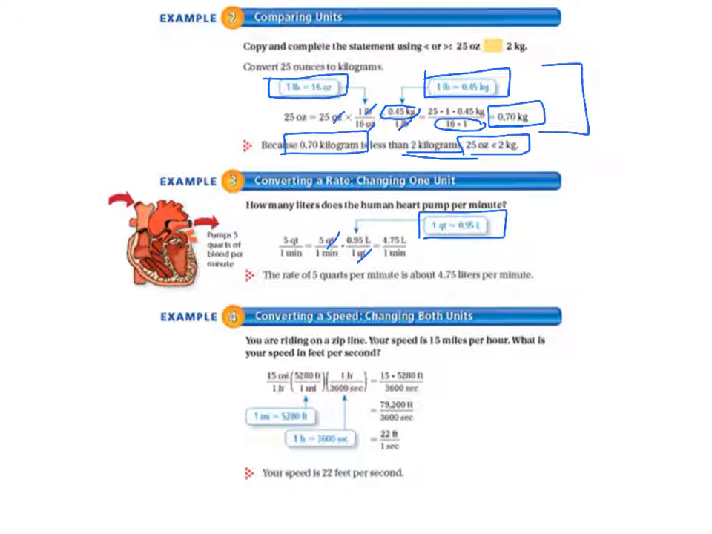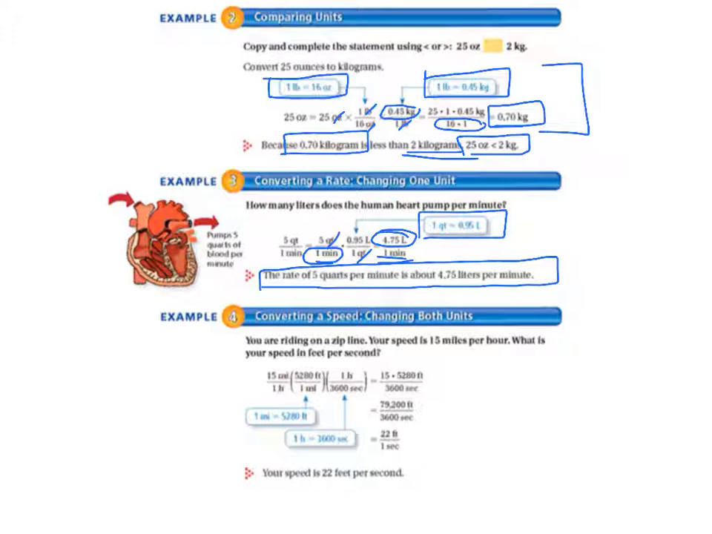And then we have 0.95 liters up on the top to multiply it by. So we have 5 times 0.95, and then we just have ones on the bottom, but our quarts are gone. So we have 5 times 0.95, which is 4.75 liters, and then the minutes did not get canceled out, so that's still on the bottom, so it's 4.75 liters per minute. The rate of 5 quarts per minute is about 4.75 liters per minute.